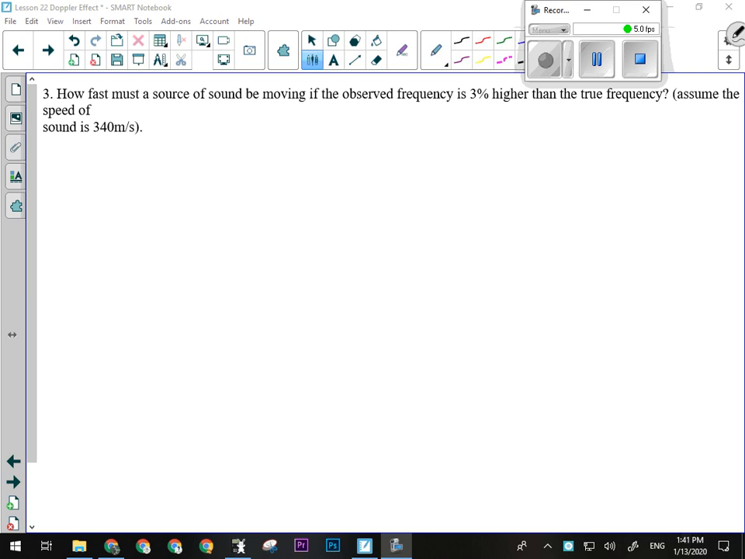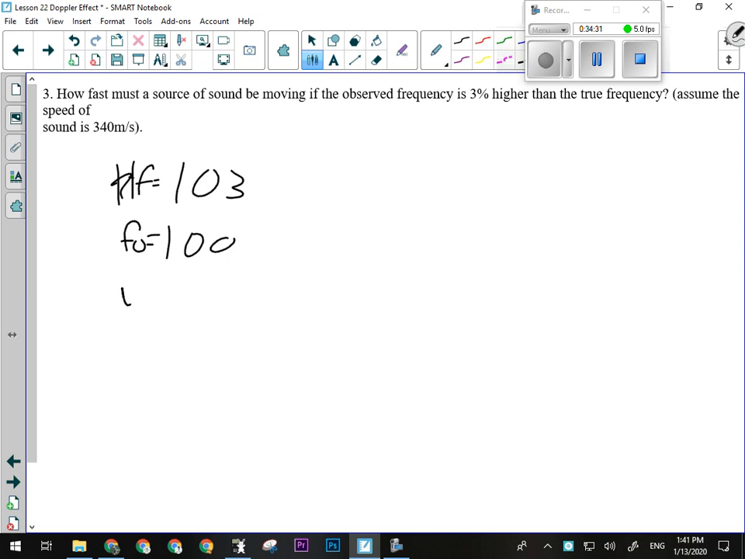So let's have a look at number 3 here. The trick with number 3 is just to pick two frequencies that are 3% apart. I like 103 and 100 because they're 3% apart. That's the best bet. So how fast does the source have to be moving so that the observed frequency is 3% higher? So this is going to be F, this is going to be FO, and the speed of sound is 340 meters per second. I'm manipulating for Vs, and the only way for this to be higher is if I'm subtracting, since it's approaching.